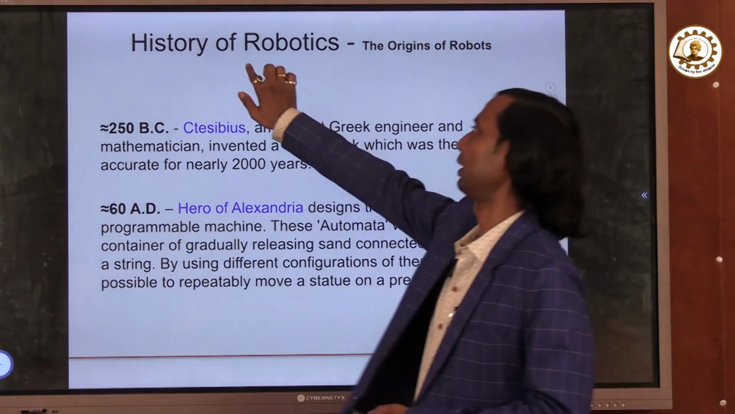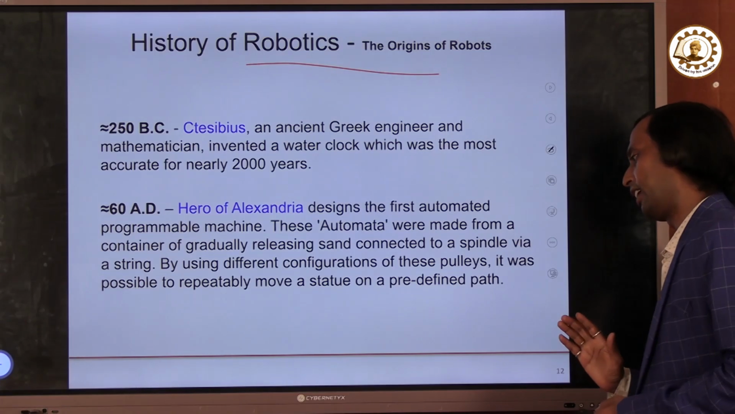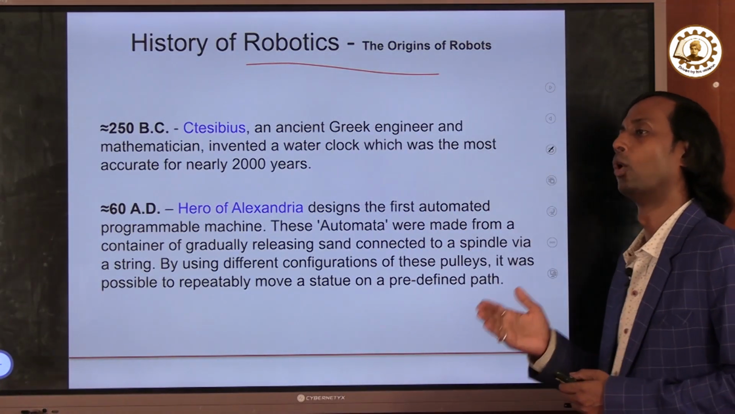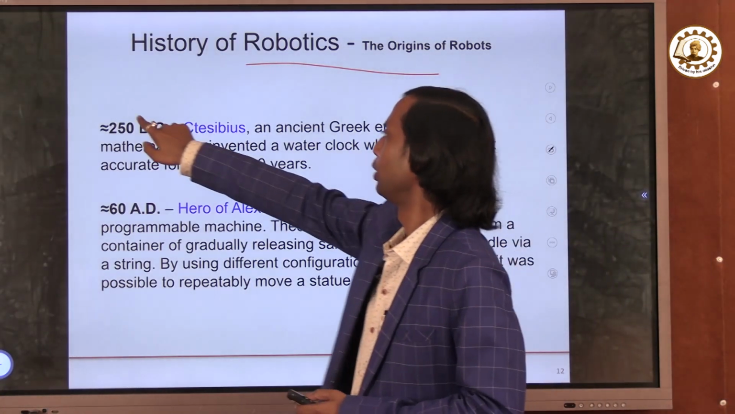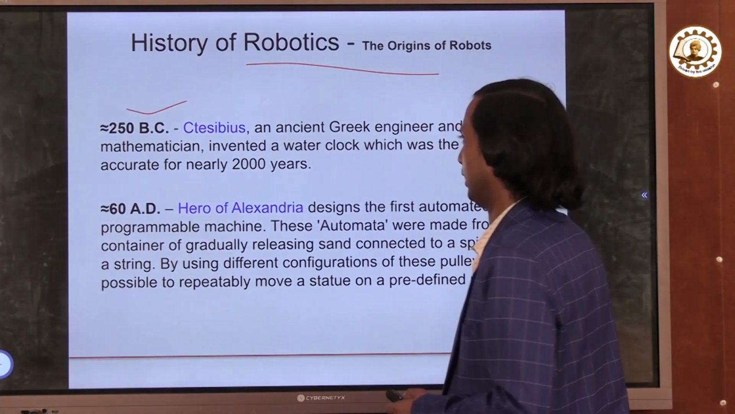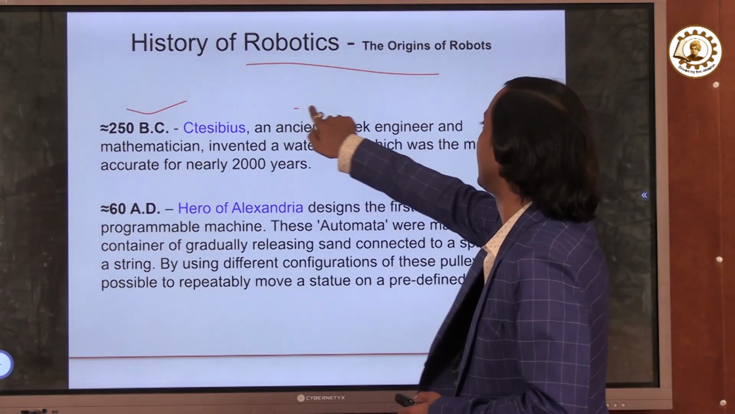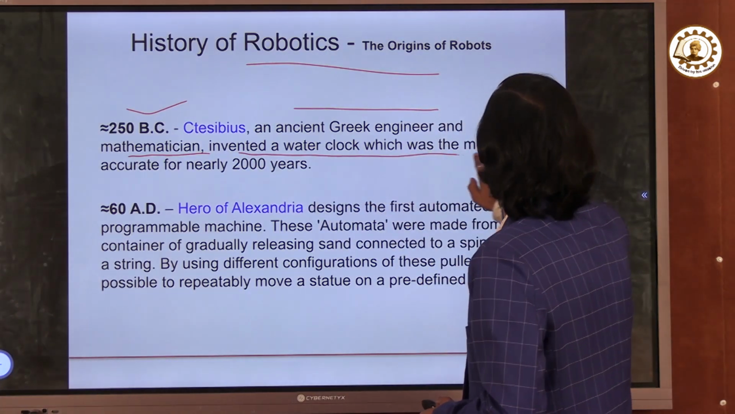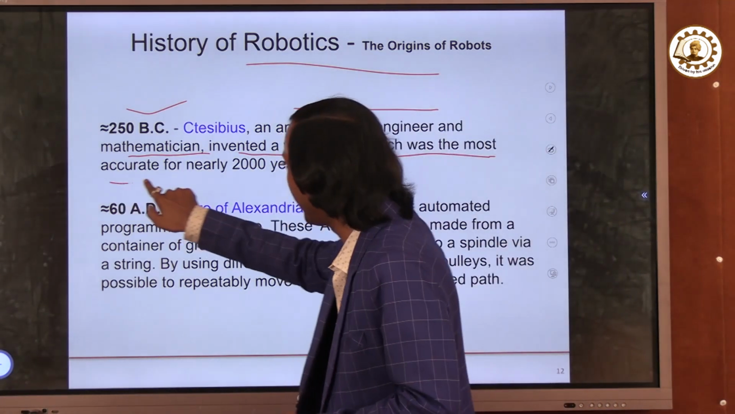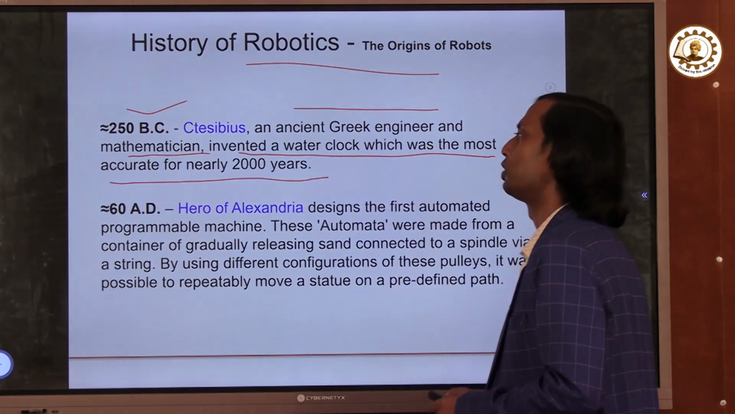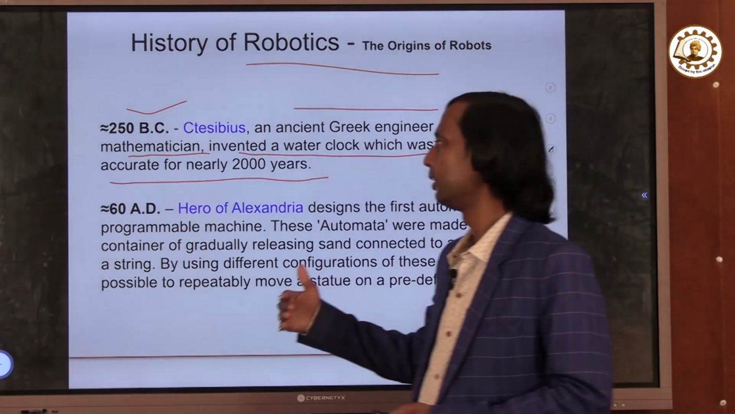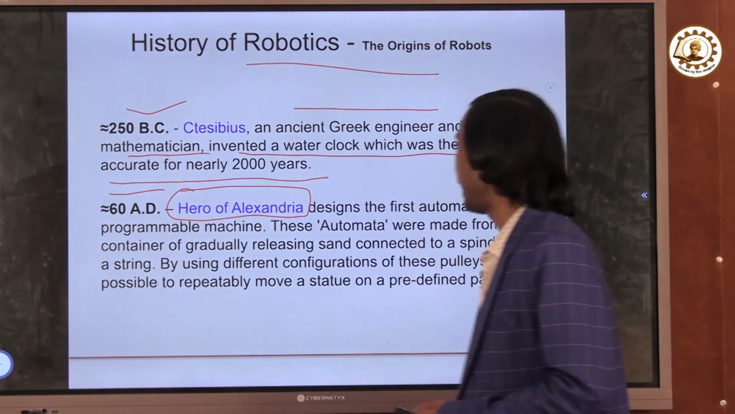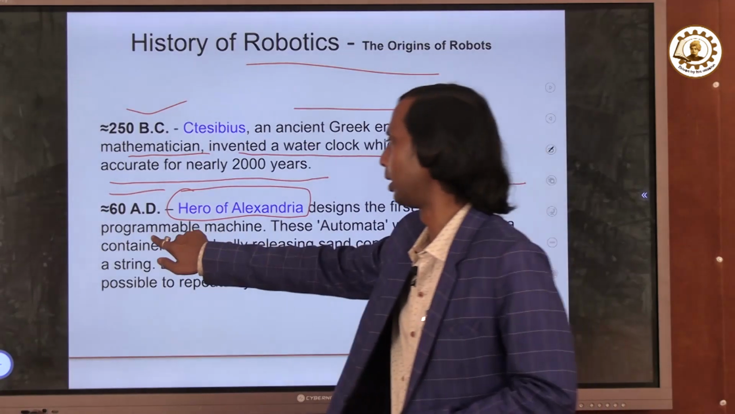Then, history of robotics. A very important thing. In any subject, when you learn something new, obviously you should know the history also. In 250 BC, Ctesibius, an ancient Greek engineer and mathematician, invented a water clock which was the most accurate for nearly 2000 years. Then in 60 AD, Hero of Alexandria designed the first automated programmable machine.